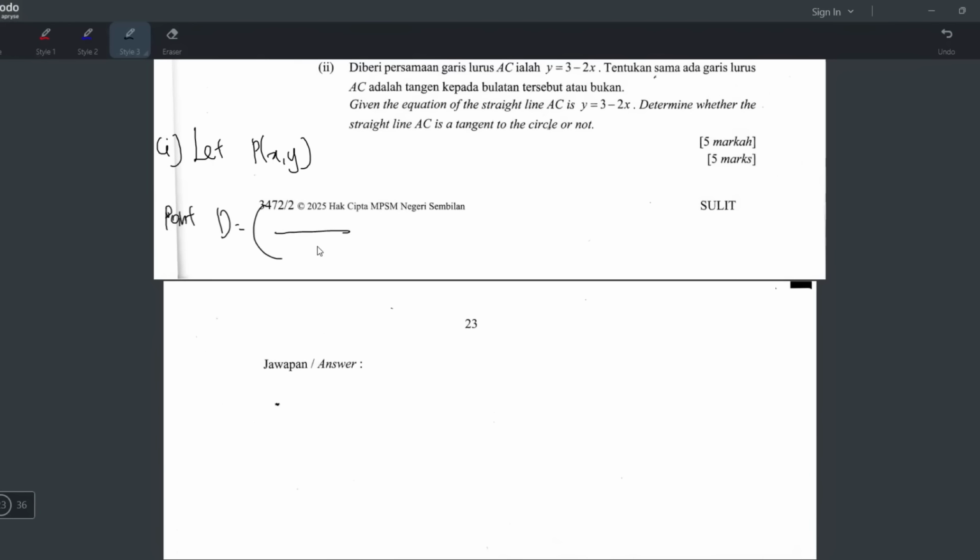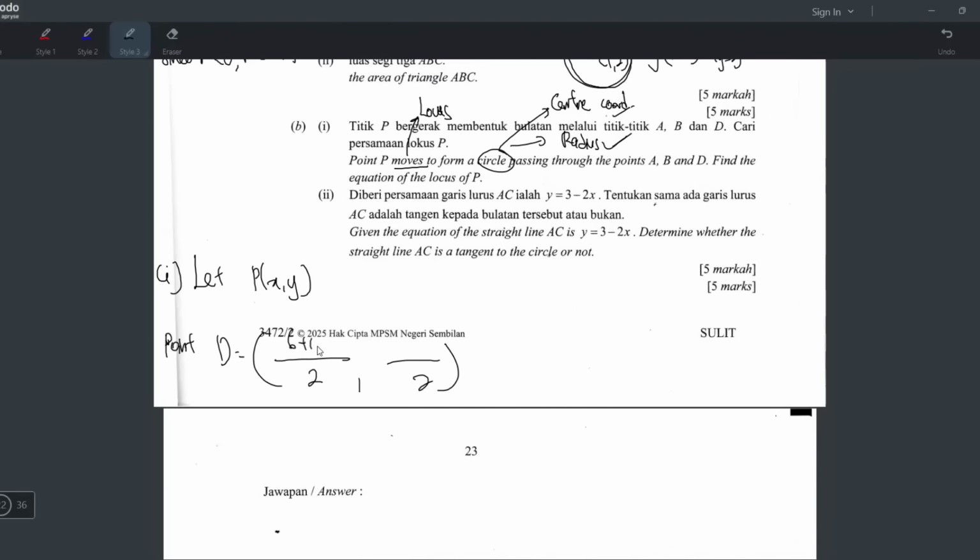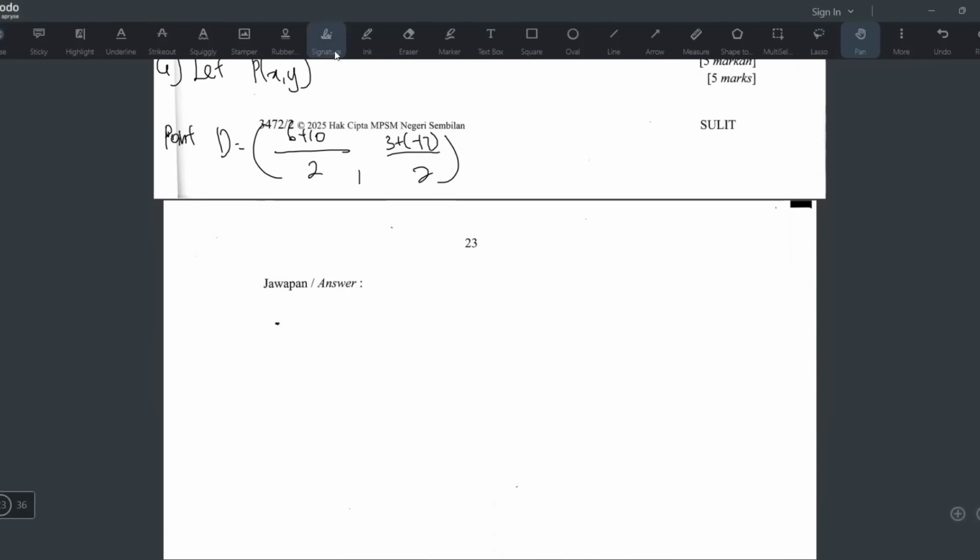So the formula of midpoint is (x plus x) divided by 2, (y plus y) divided by 2. So I'm finding point D now. So it'll be (6 plus 10) divided by 2, (3 minus 17) divided by 2. 6 plus 10, 3 plus negative 17. So you will get your point D from here. 16 divided by 2 is 8. 3 minus 17, negative 14 divided by 2, negative 7.